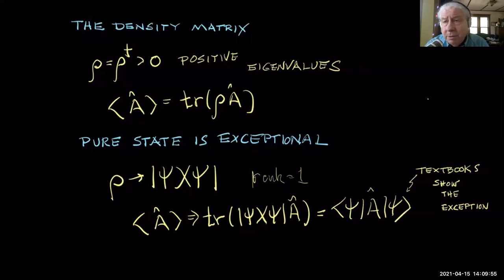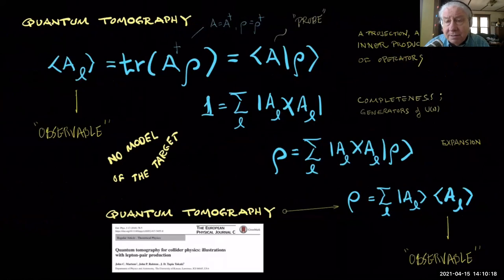Now, in a few minutes, I'll show you that the density matrix is completely observable in physics, maybe not in textbooks. It is observable. And that means that the wave function is observable. The trick here is in what you observe and how you deal with the puzzles of beginning quantum mechanics. So what is quantum tomography?